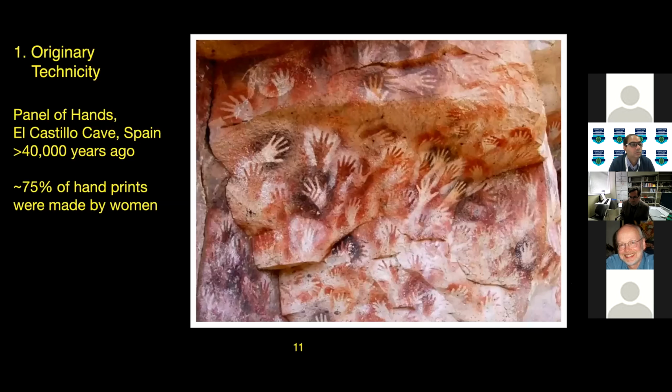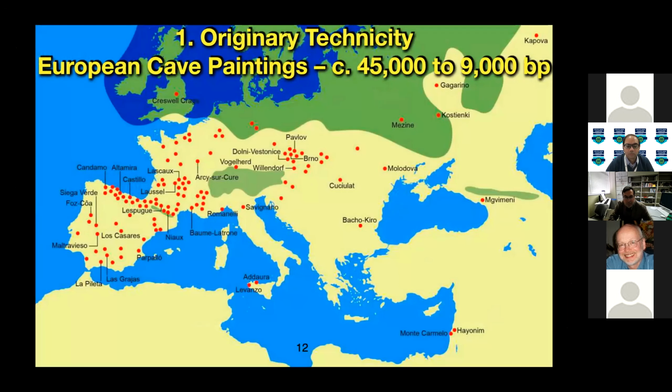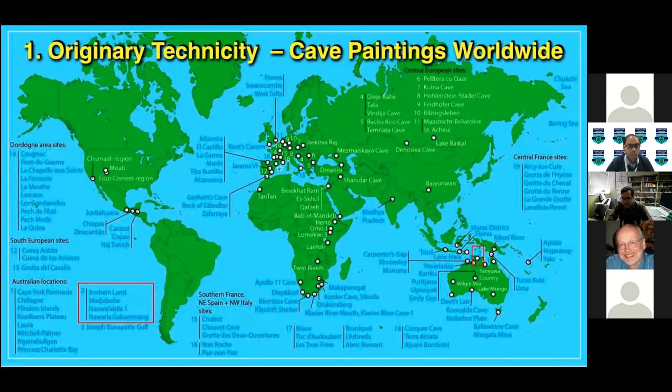More evidence of originary technicity can be found in cave paintings. More than 40,000 years ago, people were making records of their existence on cave walls. The paint and other materials used in these works have lasted for thousands of years. This is a map of the locations of cave paintings in Europe since about 45,000 years ago. Hundreds of caves with paintings have been discovered all over the world.